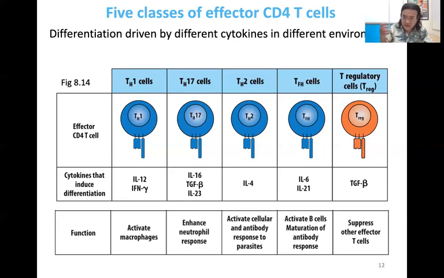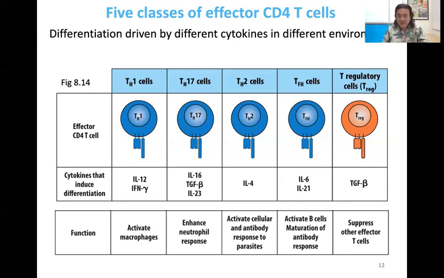Because if you think about it intuitively, the types of ways your body will fight against a virus is very different than how your body might fight against bacteria or how your body might fight against a parasitic worm, right? So in order to coordinate the right type of response of all the different immune cells, you have to have the right type of CD4 helper cell.